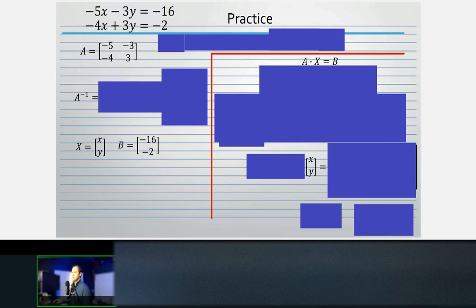All right. Inverse matrix. Well, what's the determinant? Let's start there. What is the determinant of matrix A? Negative 27. Yeah, I agree with that. Negative 27.